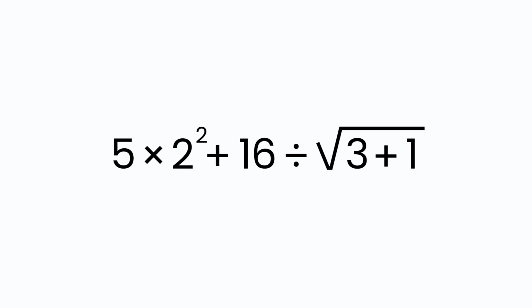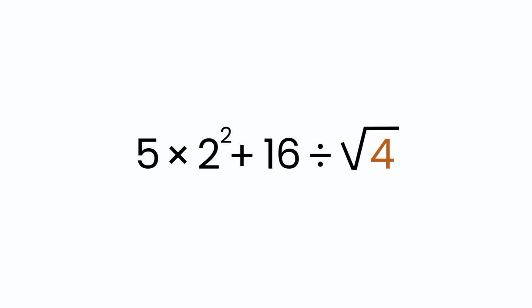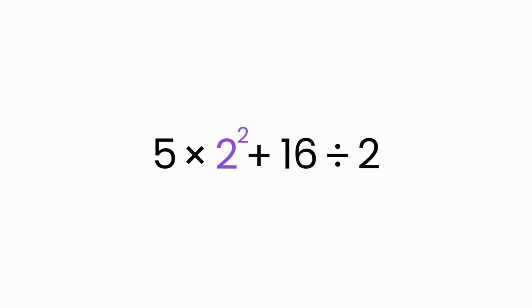You'll also notice there's a calculation within the square root, and you need to solve this first. 3 plus 1 equals 4. Moving forward, you need to solve the exponents and square roots. Here, you need to solve the square root of 4, which is 2. There's also 2 squared, which is the same as 2 times 2, equaling 4.